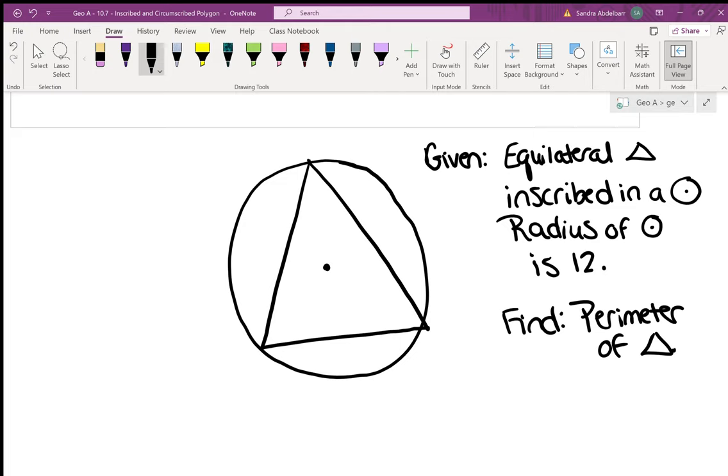Okay, so I'm telling you we have an equilateral triangle inscribed in our circle. The radius of the circle is 12. I want you to find the perimeter of the triangle. So you're going to do this the same way we just did those other two problems before the last problem.